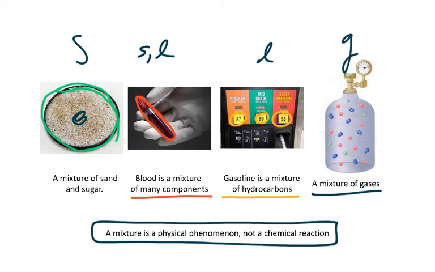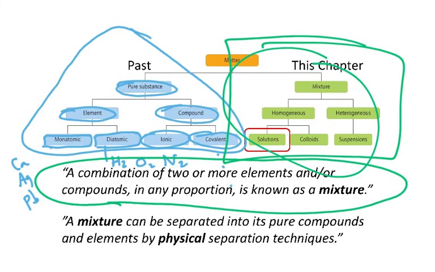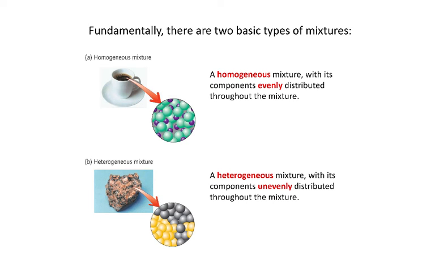Now we can break this down again. If we go back to our chart, a mixture can be broken down into two types, homogeneous and heterogeneous. So a homogeneous mixture is basically evenly distributed throughout the whole mixture, whatever the components are. This example here would be a cup of coffee, or another one could be the air in a room, right?